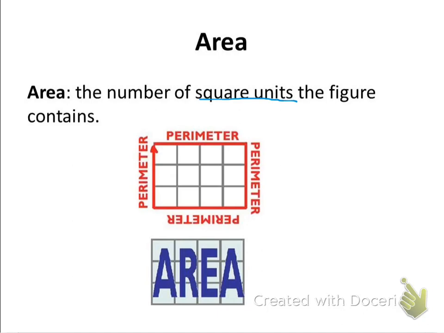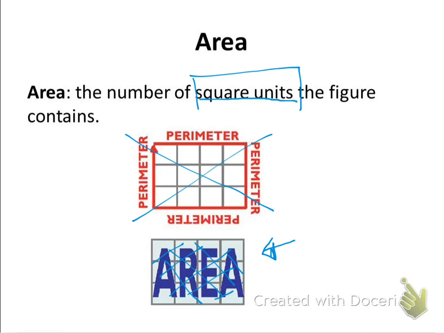For example, if you look at our pictures down here, this one down here shows the area. It's the amount of space inside, the number of square units the figure contains. This one is not the area. The distance around the outside is the perimeter, not the area.